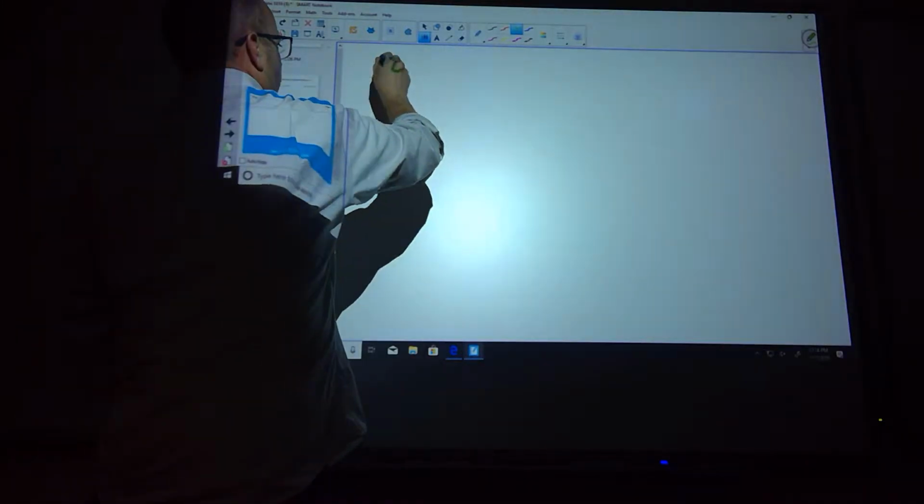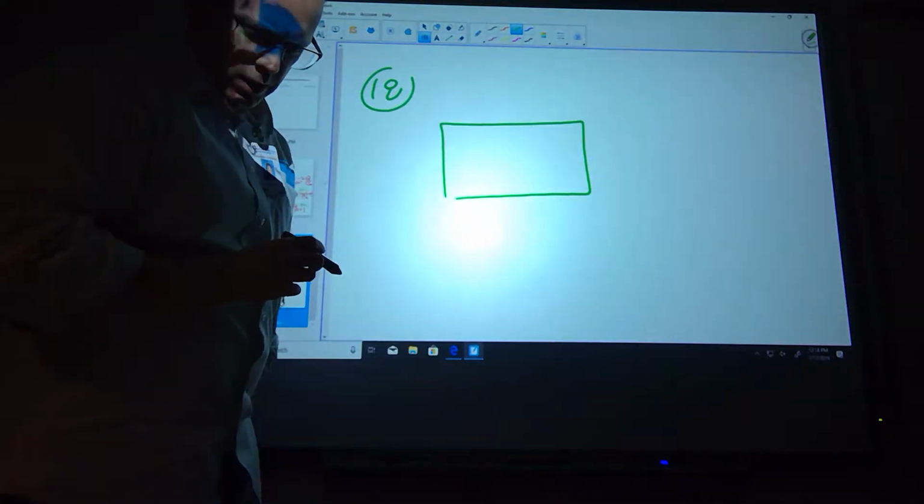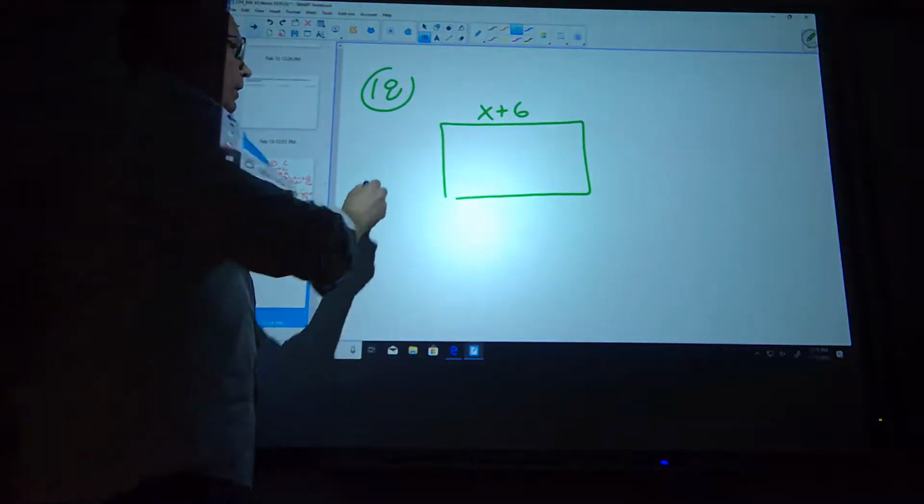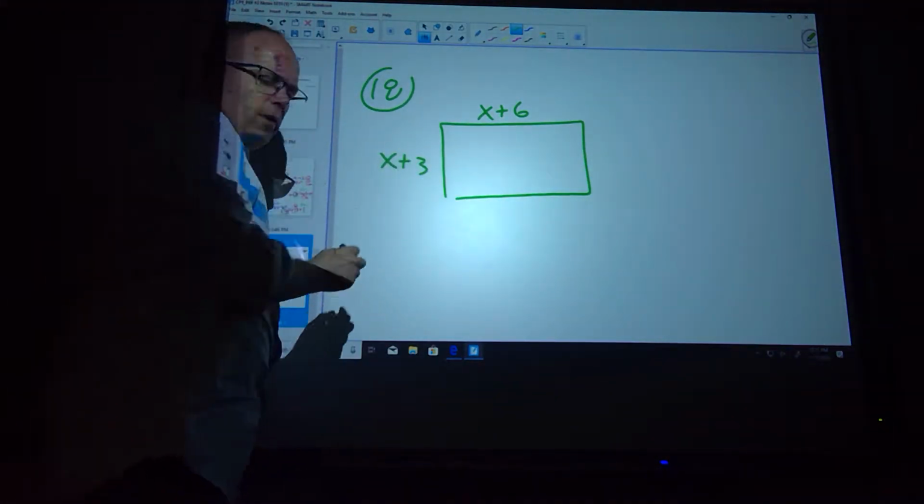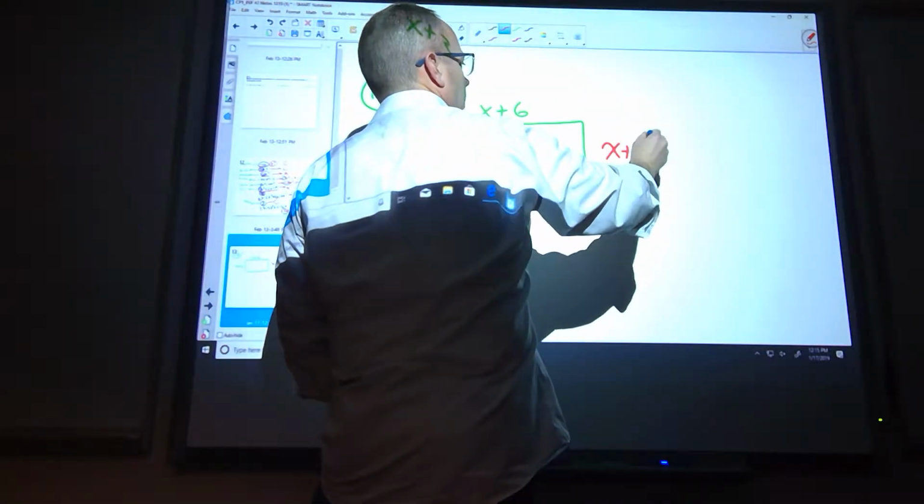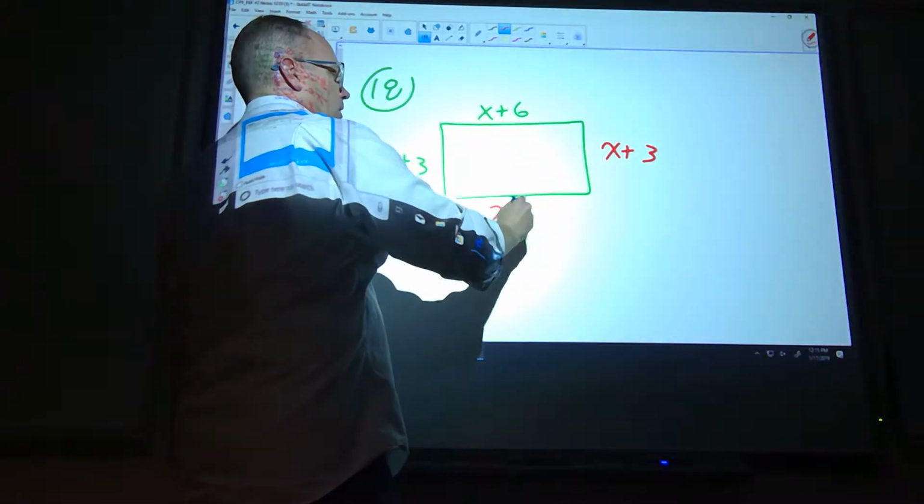So this is number 18. We have a rectangle of some sort. x plus 6 is the top, and x plus 3 is the side. We want to find the perimeter of it. We have to realize this is also x plus 3 because rectangles have equal sides, and then top and bottom are both x plus 6.